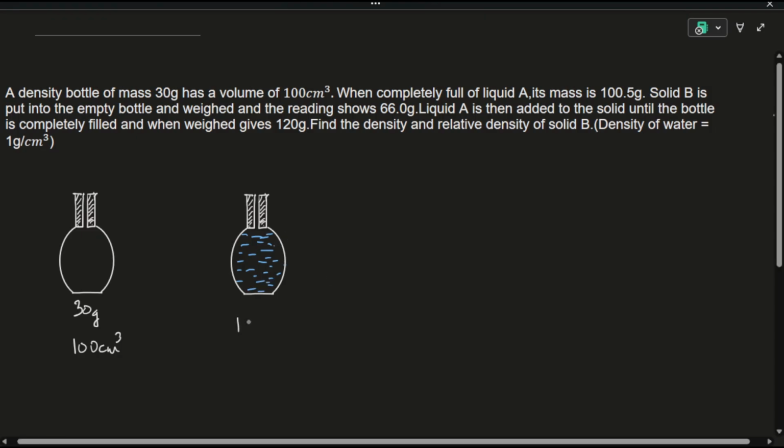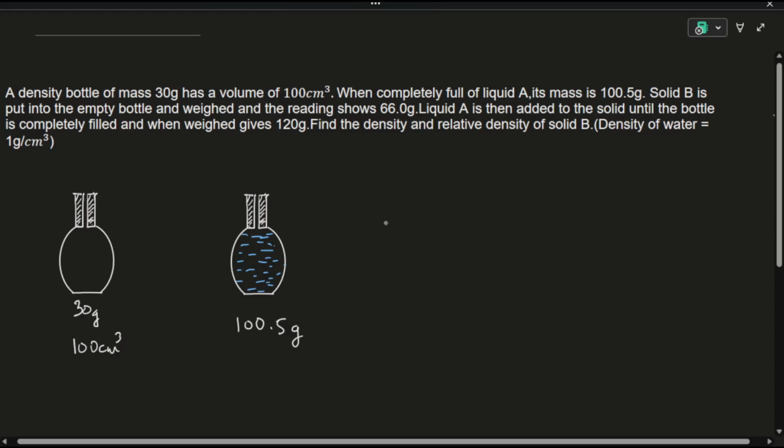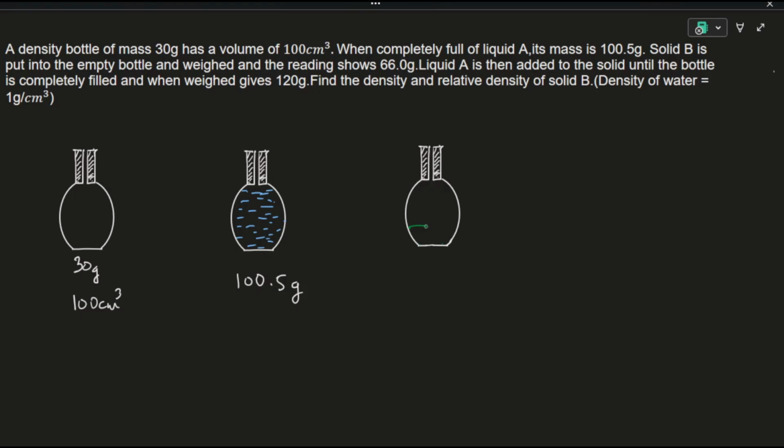Now we are told in the question that when the density bottle is completely filled with liquid A, it has a mass of 100.5 grams. So we have a density bottle here which is filled with liquid A, and this weighs 100.5 grams. Now we are told that solid B is put into the empty bottle, and when weighed, the reading shows 66.0 grams. So let's have the density bottle with solid B put into it.